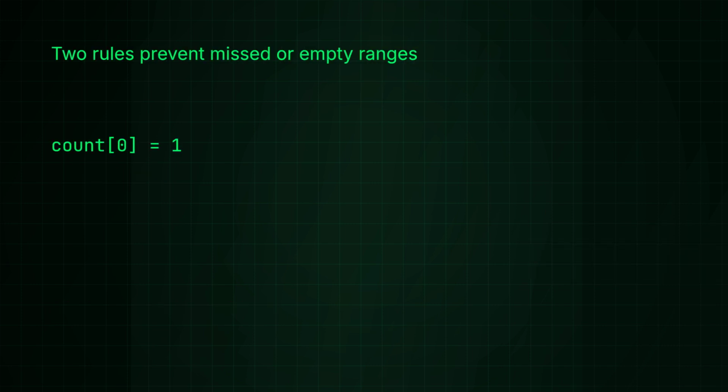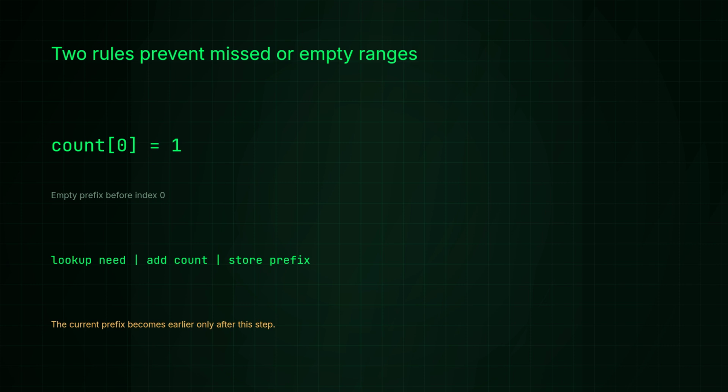Initialize prefix sum 0 with frequency 1. It represents the empty prefix before index 0, so a valid subarray may begin at index 0. Without this seed, a current prefix equal to K would not find the earlier 0 boundary. For every value, first look up need, then add its frequency to the answer, and only then store the current prefix. Lookup must happen first, so the current prefix cannot match itself and create an empty subarray when K is 0.